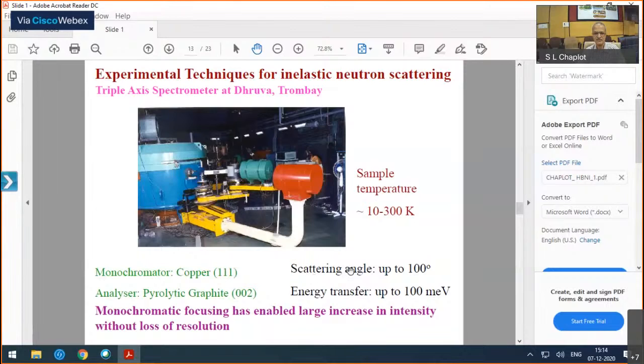So certain values of the wave vector transfer are possible here. More recently, the monochromator crystal here, earlier it was a flat crystal, has been replaced by a double focusing crystal of a certain kind, and there's a technology that allows you to get large intensity without loss in resolution, what is called monochromator focusing, but we will not go into details of these aspects here.